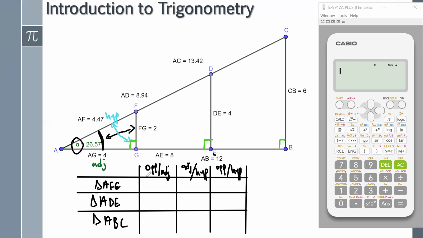If we use AFG just as an example, the opposite is FG. So all these sides are opposites, okay? That's the opposite. That's the opposite. And then AE, that's your adjacent, etc. So if you were to do this, opposite here is 2 and adjacent is 4 in triangle AFG, which by the way simplifies to 1/2. So go ahead, try that for triangle ADE, for triangle ABC. Same thing with the adjacent over hypotenuse, opposite over hypotenuse.